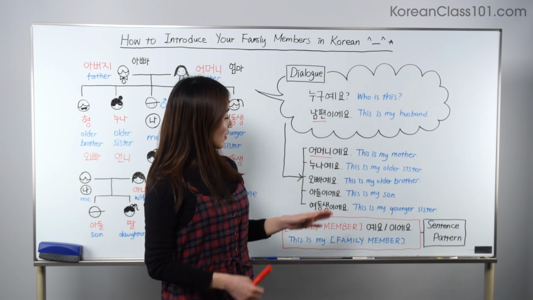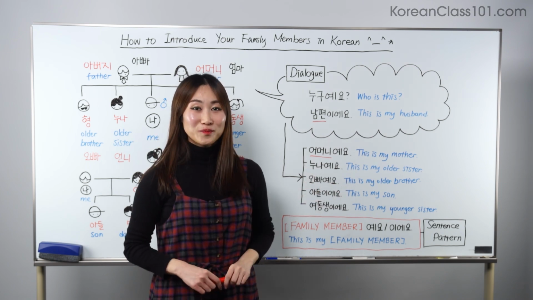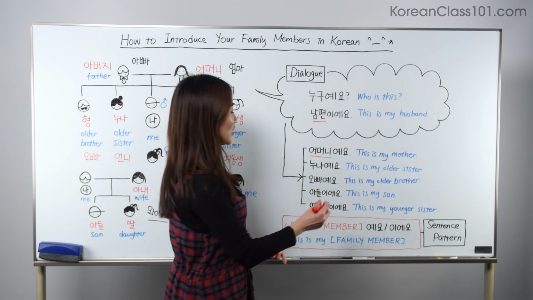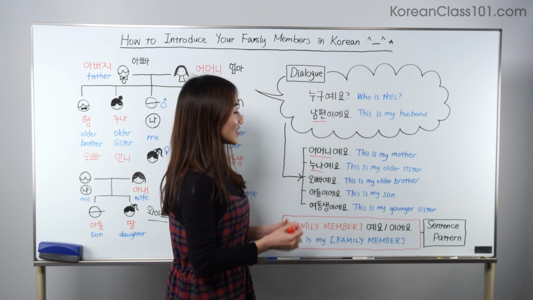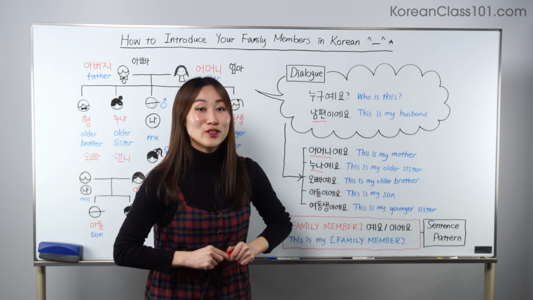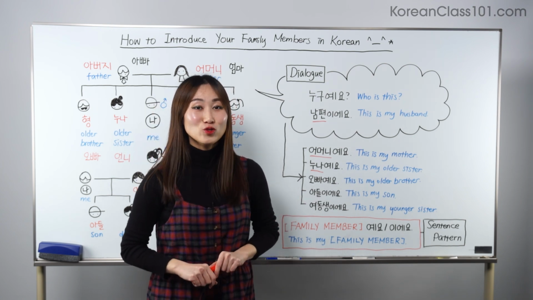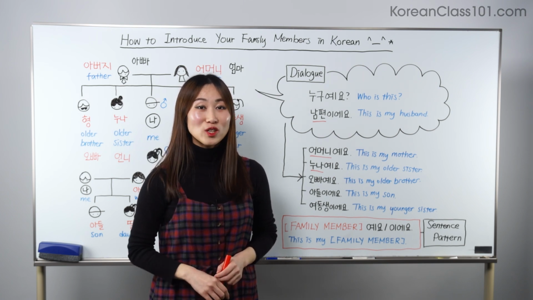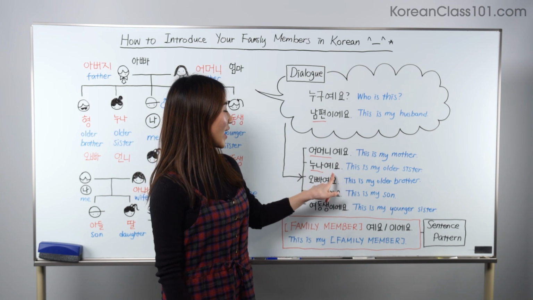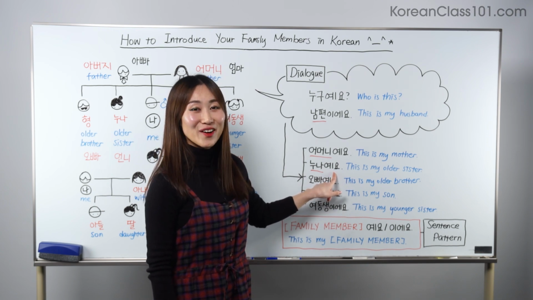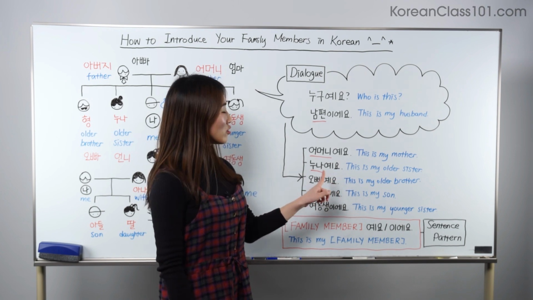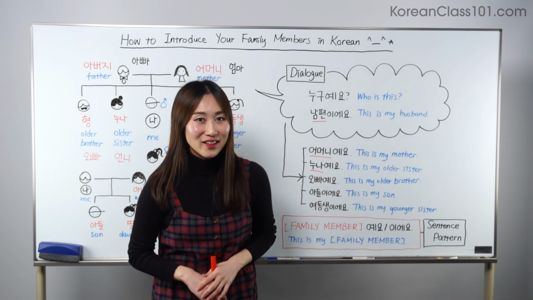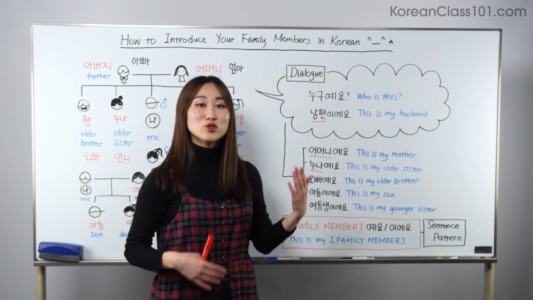어머니예요. 누나예요. 누나. This is my older sister. 누나 ended with a vowel sound, so again we are using 예요 here. And by looking at this word, you know that the speaker is a male, right? Because 누나 is only used by male.